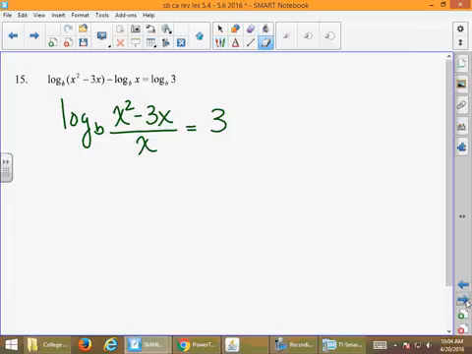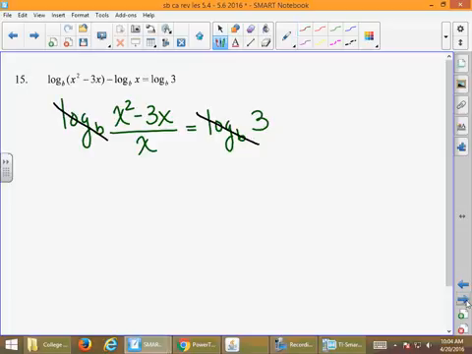And it might be nice if I wrote my log base b over here. Log base b of 3. But the difference on problem number 15 compared to 13 and compared to 17 that we've just done is that there's a log base b on the left side and there's a log base b on the right side. We're not really canceling them out. We just don't need those values to solve.